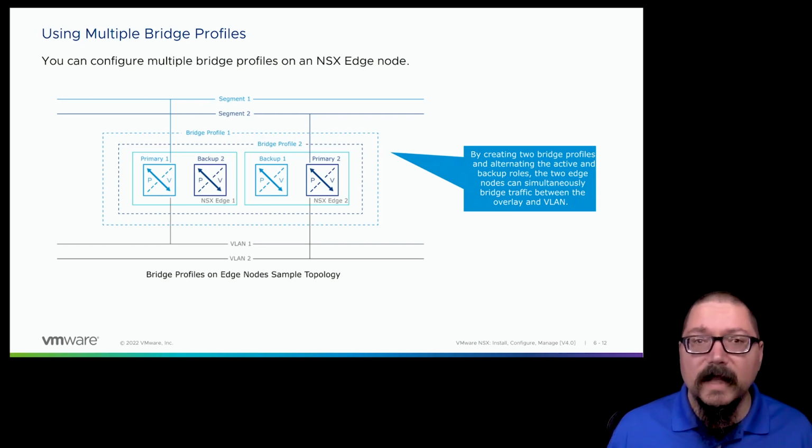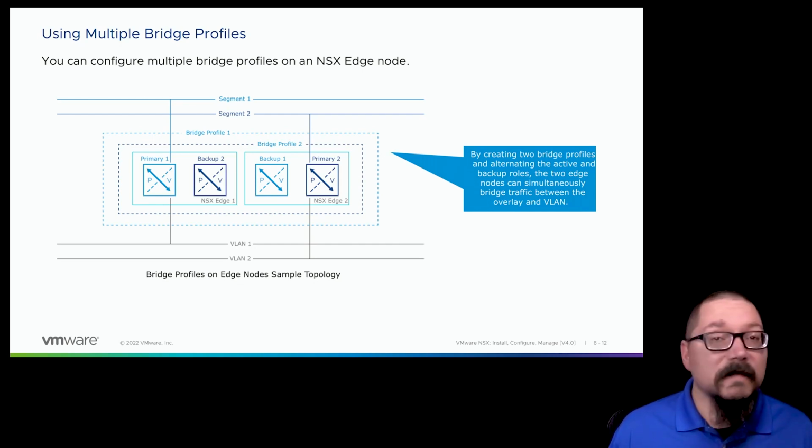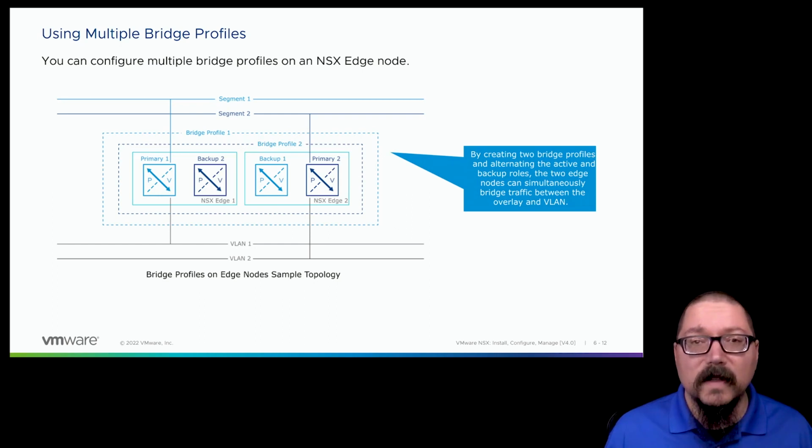Well, if I've got multiple edge nodes in my edge cluster, maybe I want a couple of different bridge profiles if I'm going to be configuring more than one bridge at a time. I may want multiple bridge profiles, right? Here we've got two bridge profiles in this example. Bridge profile 1 says that edge node 1 is my primary and edge node 2 is my backup. Well, bridge profile 2 simply says the reverse. Edge node 2 is my primary for bridge profile 2, and edge 1 is the backup. That way I can use both edges in the bridge edge cluster and still have failover configured for all of my bridges.